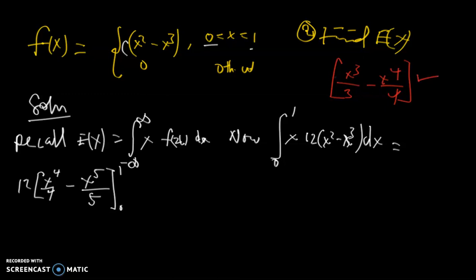So if you integrate this, you simply get x power 4 divided by the power, that is why we have 4. When you divide x power 5 by the power, that's why we have 5. And if you integrate this, you will simply get 12, because we still have our 12.